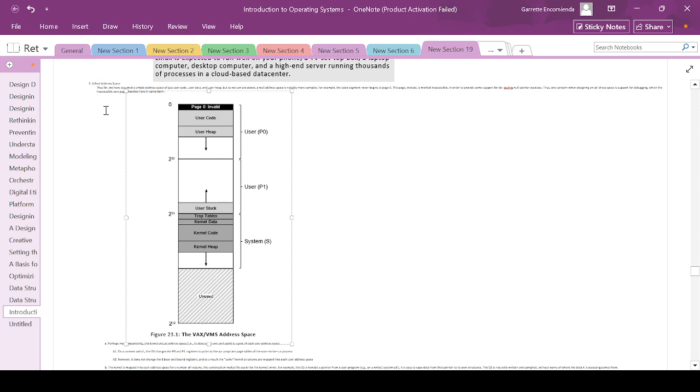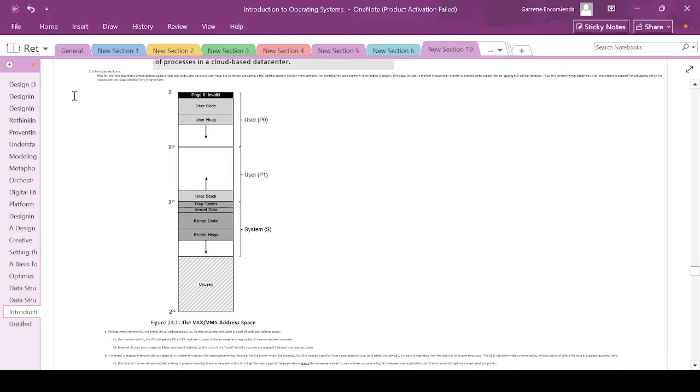A real address space. This is an example of the VAX real address space in practice. Thus far, we have assumed a simple address space of just user code, user data, and user heap. But as we can see above, a real address space is notably more complex. We have a page table tracking P0 and P1, and we have a hardware-managed TLB. That's what makes it notably more complex.